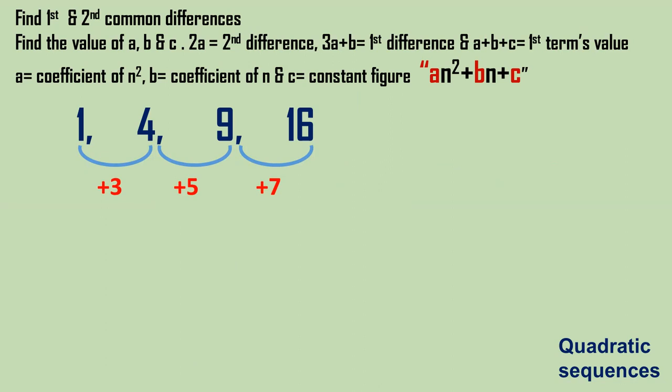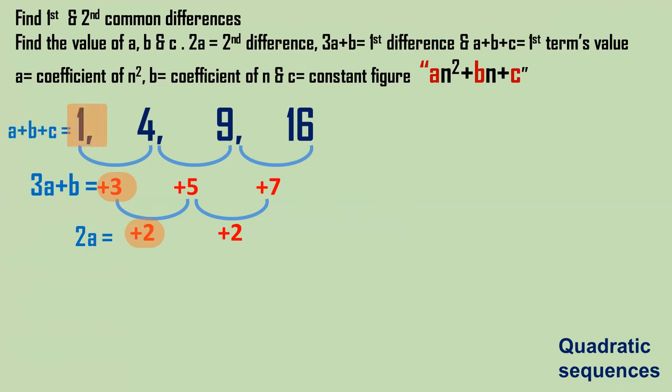So to find a common difference, we need to proceed to the second difference. And we can find the second difference as a common difference between these numbers. So in the second step, we need to figure out the values of A, B, and C in the given formula. Now the second difference is equal to plus 2. So 2a is equal to plus 2. And here, 3a plus b is equal to the first difference, while a plus b plus c is equal to the first term value.